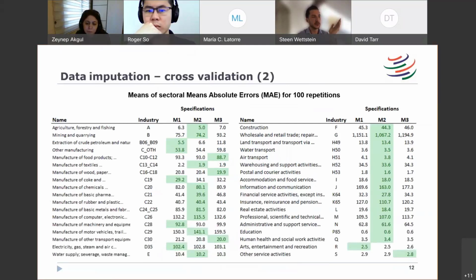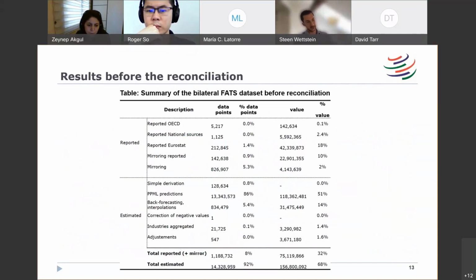If we look at sector cases, it also shows a very similar picture. So in the end, what we did is we decided to go for the second specification. So this table shows a summary before reconciling all the dimensions together.